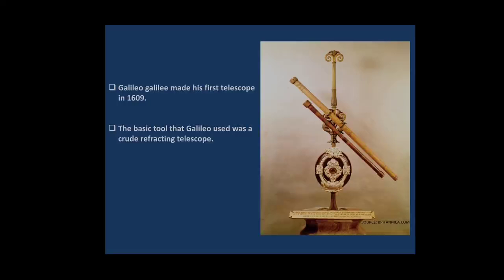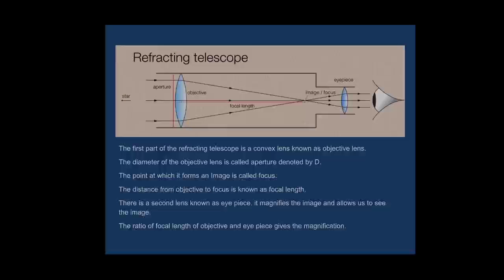Now let us study the working of a refracting telescope. The first part of the refracting telescope is the lens. It is called the objective lens. Typically, this is a convex lens that bends light along its edges and lets the light pass through the middle unimpeded. The diameter of the objective is referred to as the aperture, denoted by uppercase letter D.